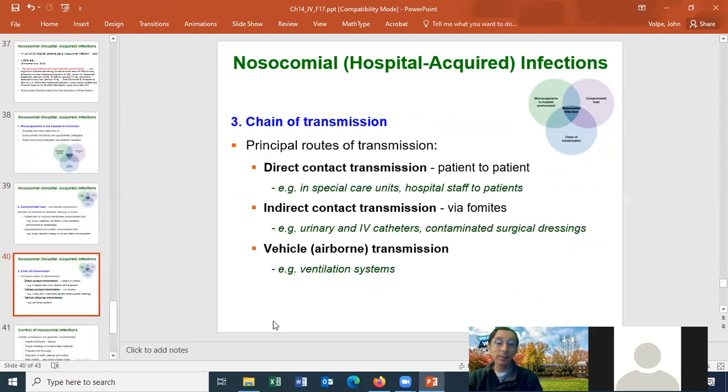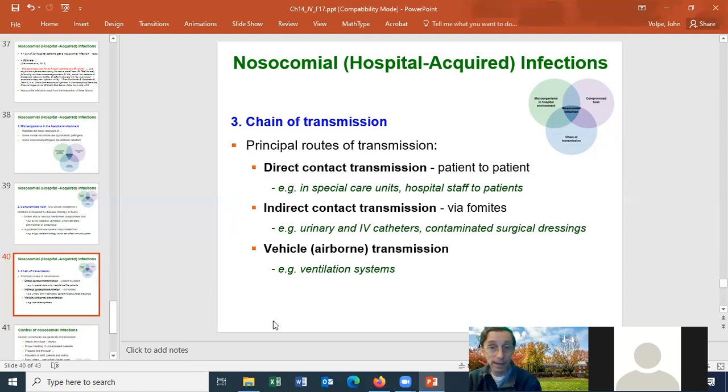Third, in the hospital, there's a chain of transmission from the source to the susceptible patient. There are 3 principal routes of transmission. There's direct contact transmission, and that can be patient to patient, such as a patient in a special care unit. It can be hospital staff to patient, meaning hospital staff touches an infected patient, and then they don't wash their hands and they touch another patient. They can spread disease that way.